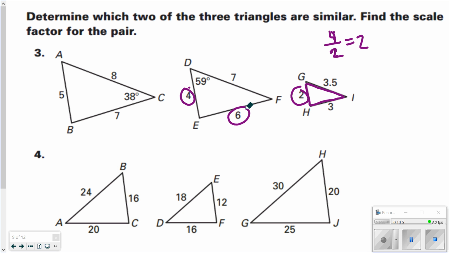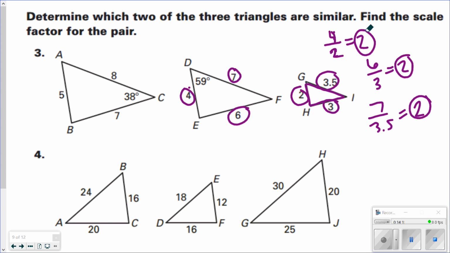Okay, next let's look at the medium size side lengths. So that's 6/3, which is equal to 2. So far so good, but we do need to check that third side just to make sure. And so 7 divided by 3.5 is equal to 2. All these are the same, which means my scale factor is 2, if we're going from the small triangle to the large triangle. But remember, if we're going from the large triangle to the small triangle, my scale factor would be 1/2.